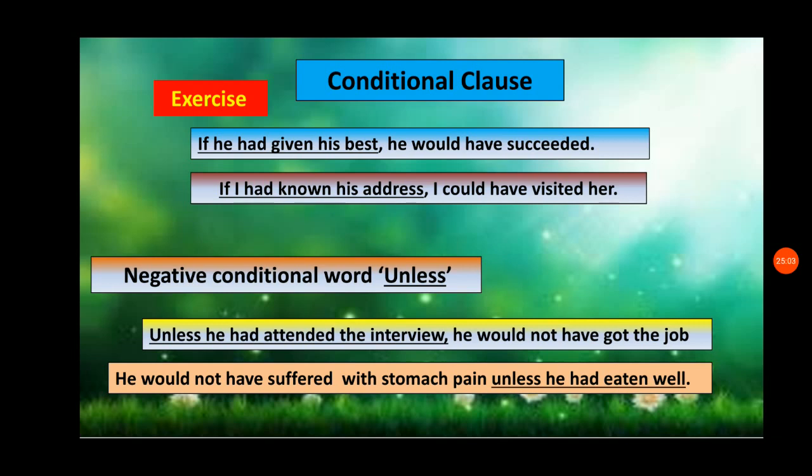Okay. Students, hope you understood the conditional class. Again, I recall there are four types of conditional: zero type, first type, second type, and third type. We can call the second type also probable condition, and the third type is improbable condition. The fourth type is impossible condition.